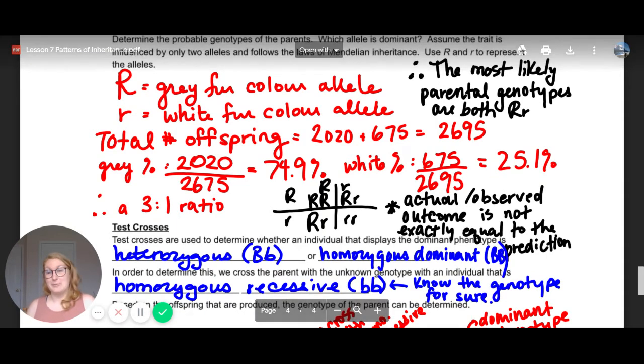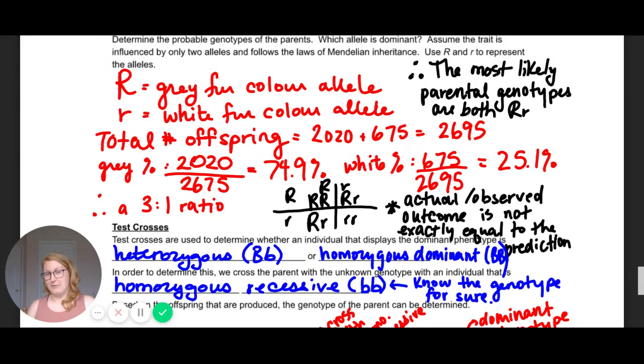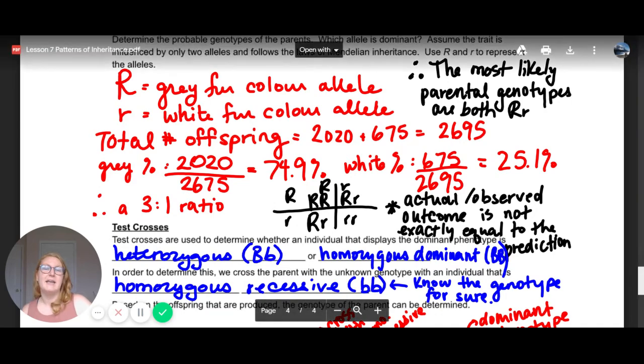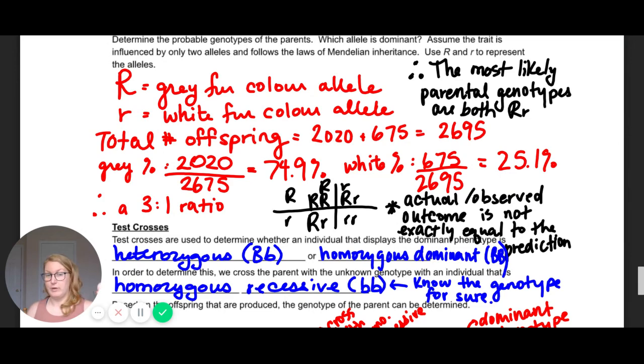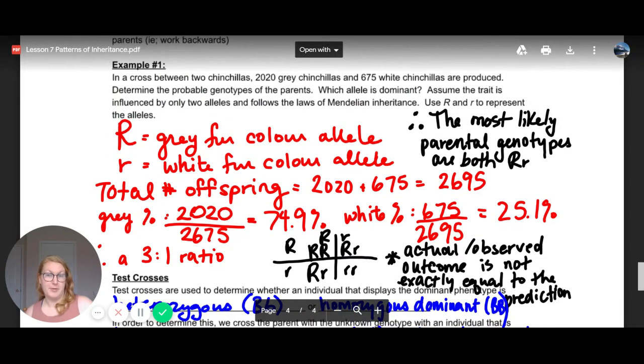But what we're looking at is the percentages. Like I mentioned, 2020 out of 2695 is about 75%, and 675 out of 2695 is about 25%. So these are not exactly equal to the Punnett square, but they're pretty close, because we've got lots of individuals. What I've drawn here in black is me playing around with what makes sense for the genotype of those parents, the ones that produced these siblings, 2020 and 675.